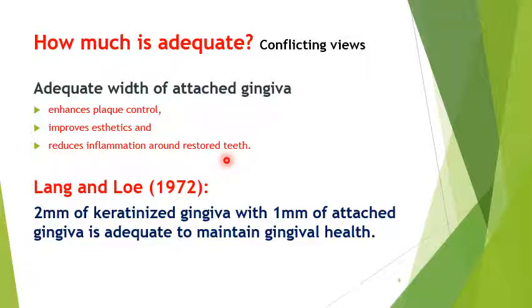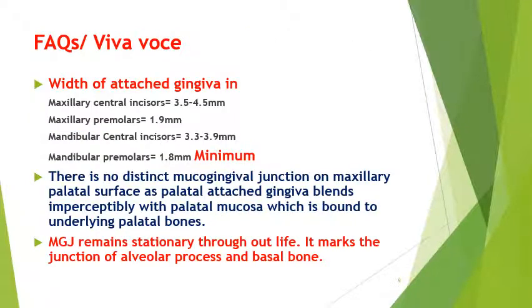According to Lang and Löe, 2 mm of keratinized gingiva with 1 mm of attached gingiva is adequate to maintain gingival health. And for all practical purposes, we almost feel that 2 mm is the adequate width of attached gingiva. Why? We will see in the next.